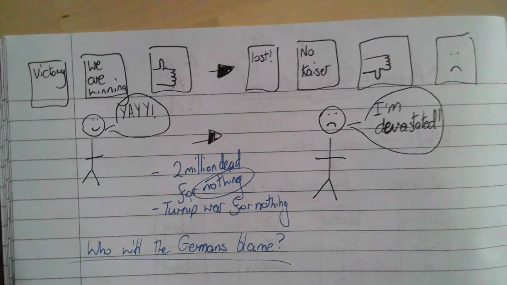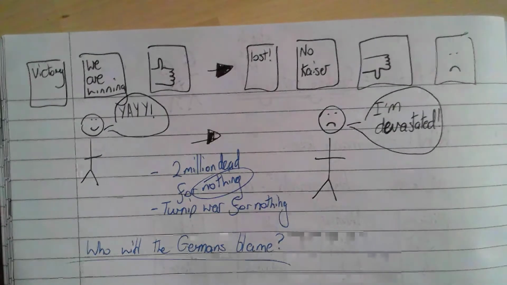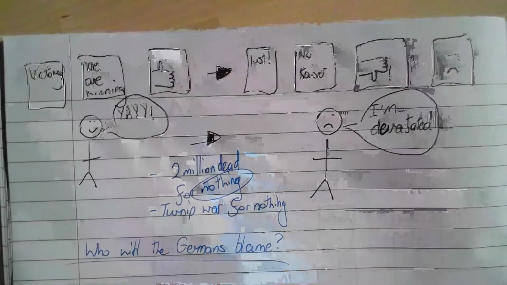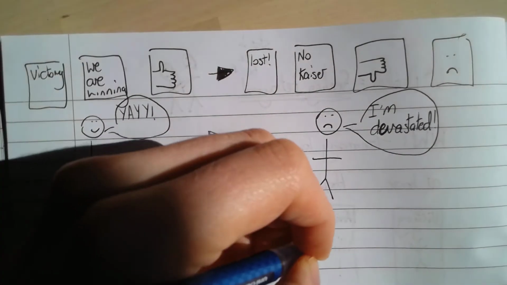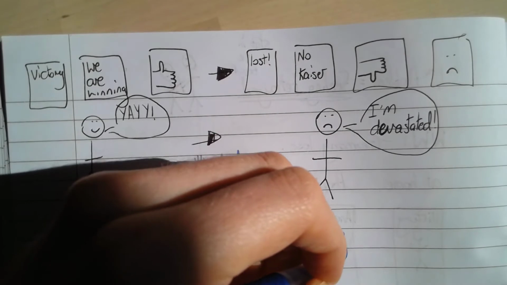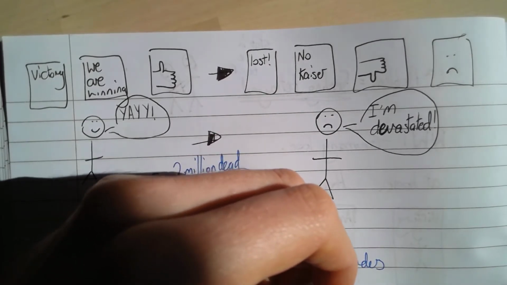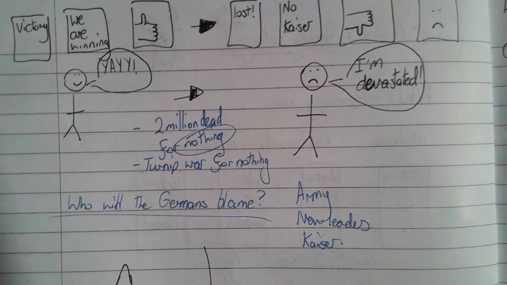Now, who are the Germans going to blame? Have a think. Pause it. Who are the Germans going to blame? Who do you think? Right, if you were struggling to think there, you could think about the army or the new leaders of Germany. Or the Kaiser, you could say. Right, so these are 3 people they could blame. So I'm going to tell you a little bit more information to give you a little bit more of an idea of who do you think is going to blame.